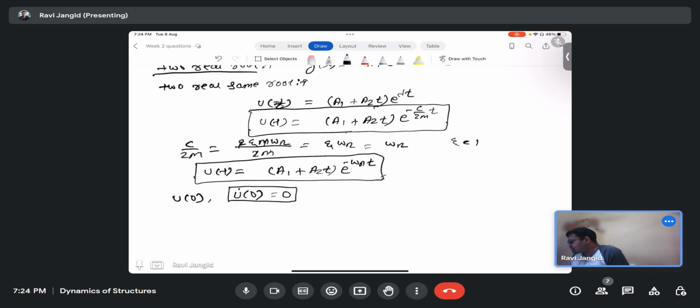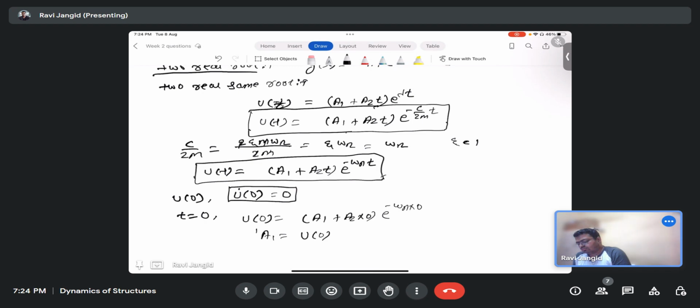Okay. So if I put t equal to 0, my u0 would be a1 plus a2 times 0 into e to the power omega n times 0. So that would become 1. So my a1 is u0. Okay.